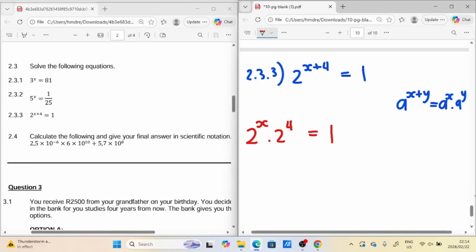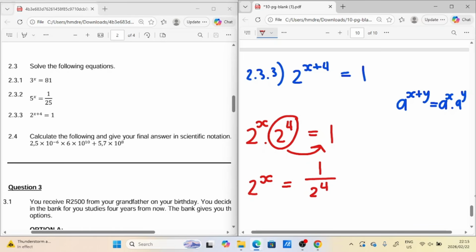We can then take this 2 to the 4 across. We were timesing by it on the side. When we take it across, we're going to divide. So we're going to get 2 to the x is equal to 1 over 2 to the 4.